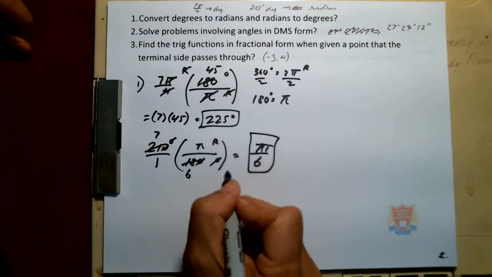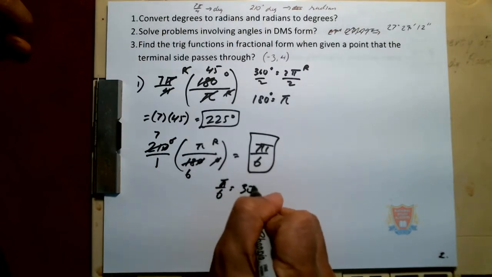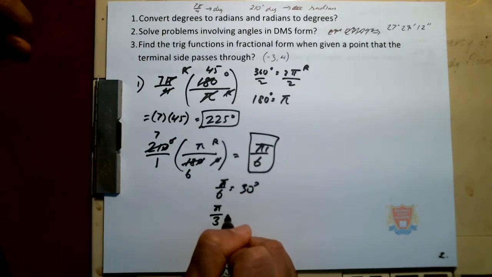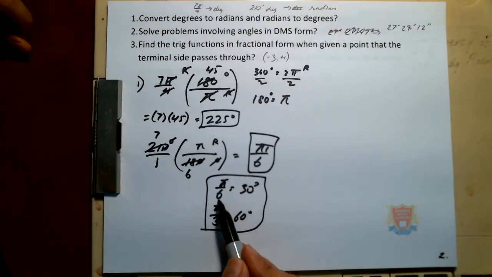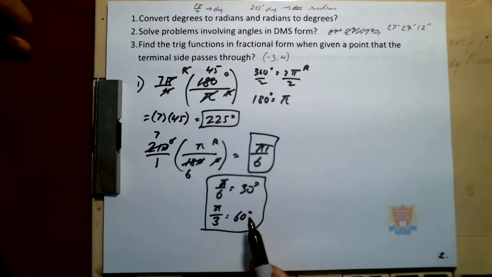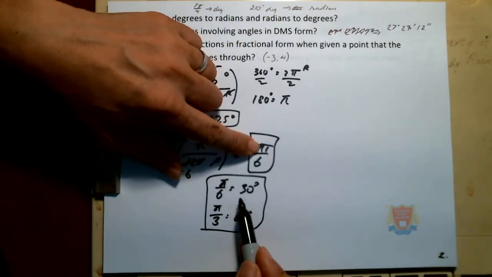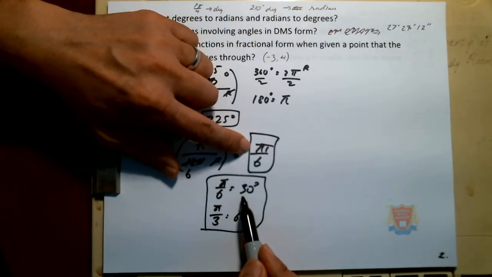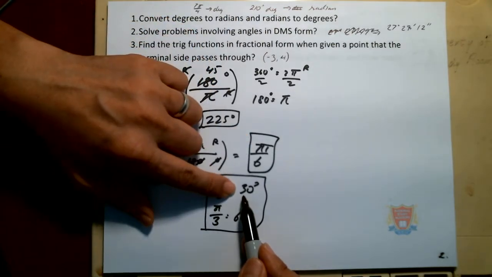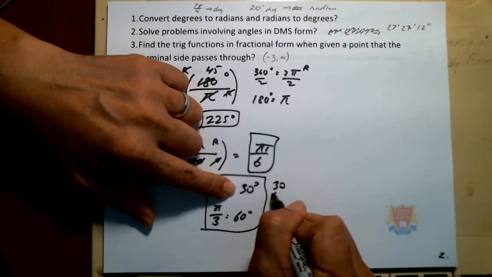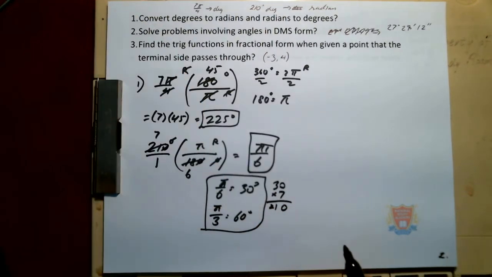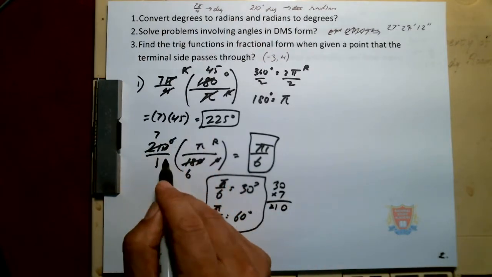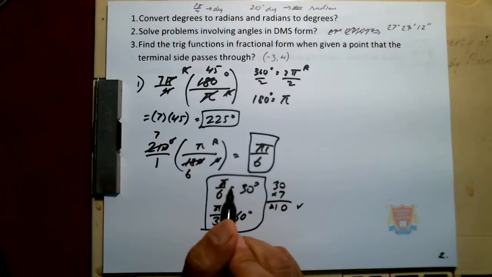And by the way, you should know that pi over 6 is equal to 30 degrees, and pi over 3 is equal to 60 degrees. Easy way to memorize this is your family. The 6 and the 3 always interchange. So if it's pi over 6, it's going to be 30, correct? And then you multiply that by 7. What is 30 times 7? Drop your 0, 3 times 7 is 21, so 210. And there it is right there, 210 degrees. So we checked our answer, okay?